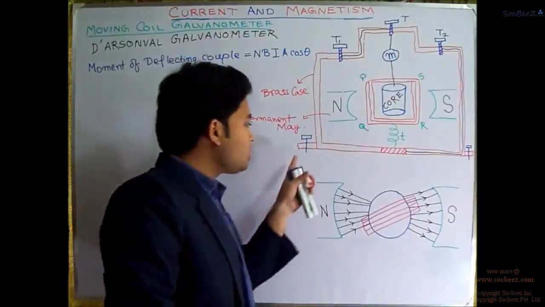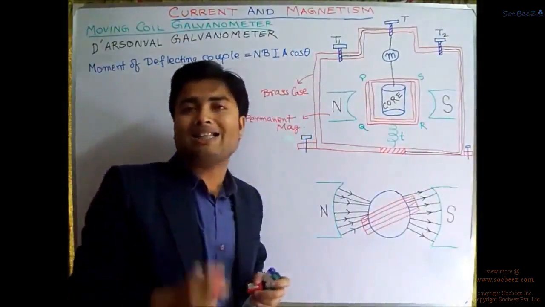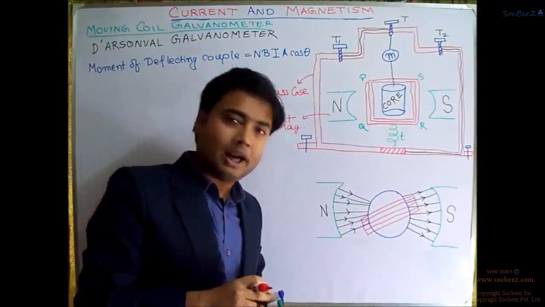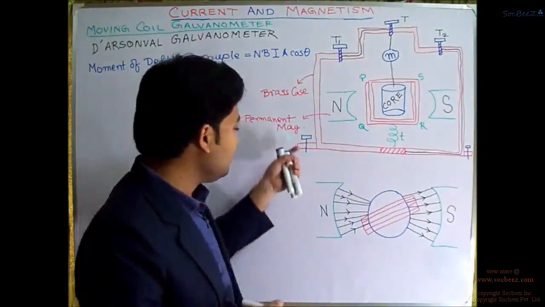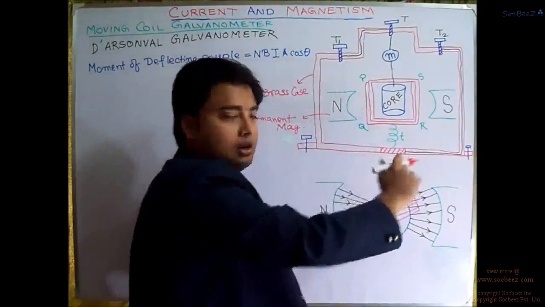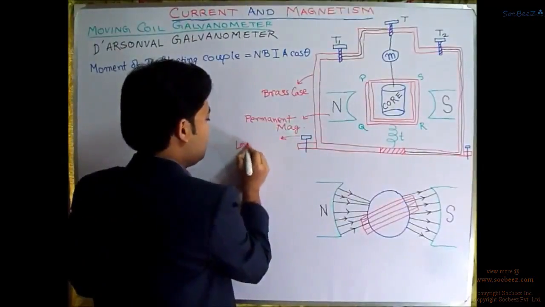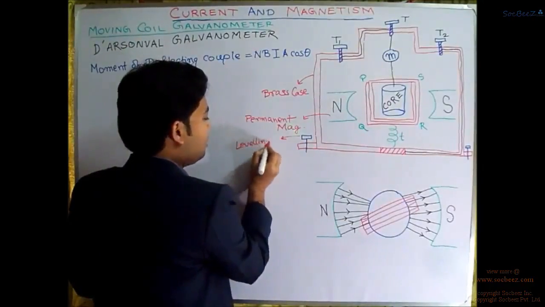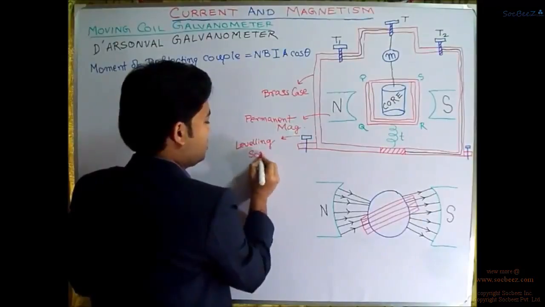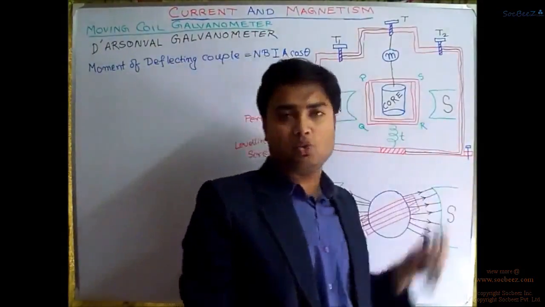Now, as you could see, this one is a screw and this one is a screw. They are known as the leveling screws, right? Because these are made for the adjustment of the level, right? So they are known as the leveling screws, this one and this one in purple.